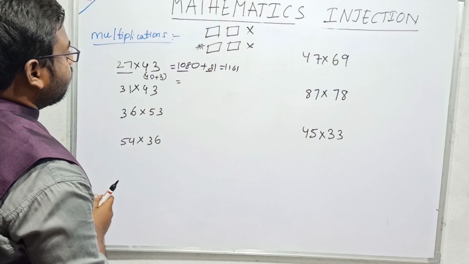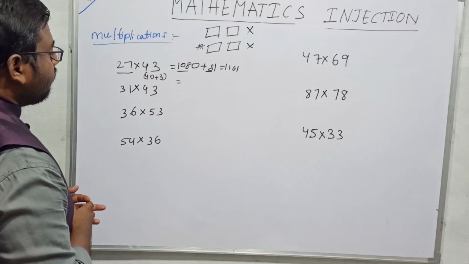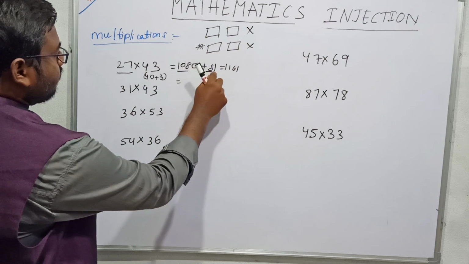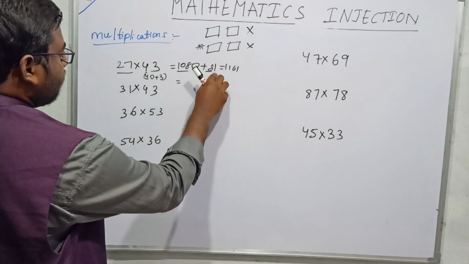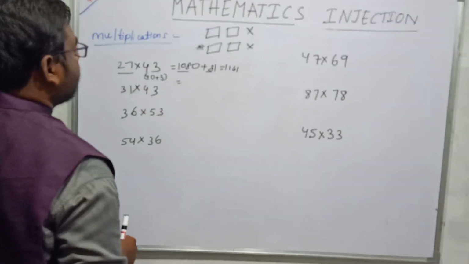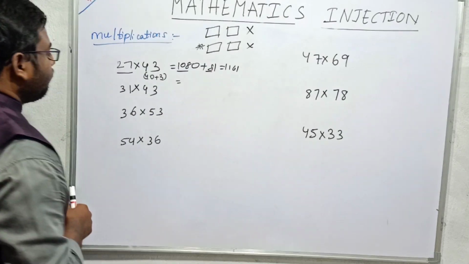Now we will try without touching the pen. So 27, if we observe, the unit digit is the same as here. So in 27 into 3, the unit digit is 1. So 1 is here. So 108 is added to 8 as we see in the previous one. So we will try for this.